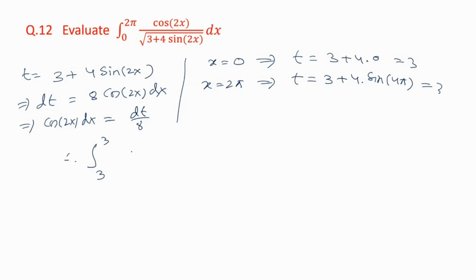3 to 3, dt over 8 times 1 over square root t, which is equal to 1 over 8 integral 3 to 3 dt over square root t. We know that from the same limits, the answer will always be 0.